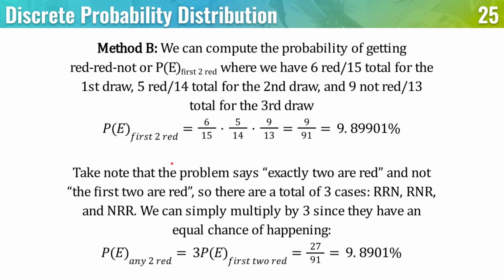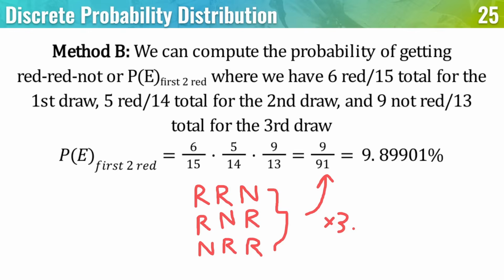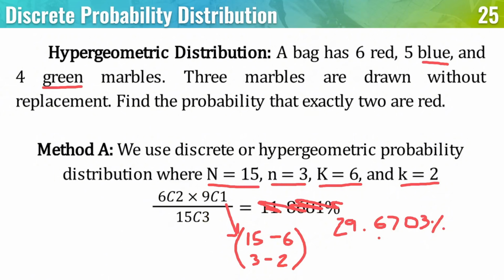So here, let me reiterate the point. The problem says exactly 2 are red, but not the first 2 are red. The total cases are 3. We have RRN, RNR, and NRR. We can simply multiply by 3 since they have an equal chance of happening. So again, ignore this. 27 over 91 is our final answer, which is the same as 29.6703%.